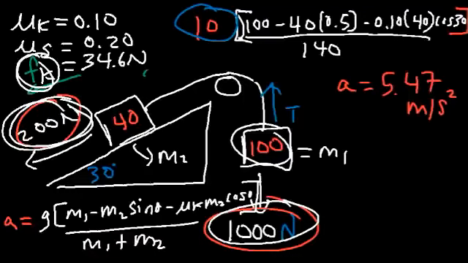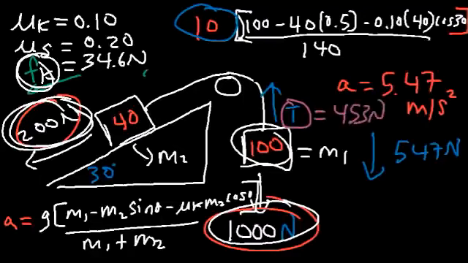So now let's recalculate the net forces. 100 times 5.47 gives us a net downward force of 547 newtons. So to calculate the upward tension force, it's 1,000 minus 547, which is 453 newtons. Now let's calculate the net force of the 40 kilogram block. It's going to be 40 times 5.47, and you should get 218.8 newtons.